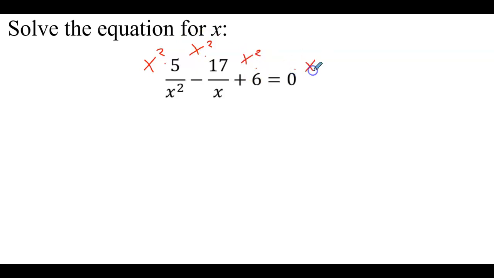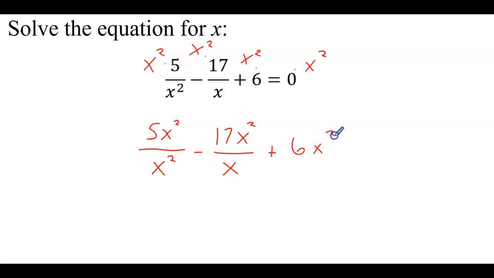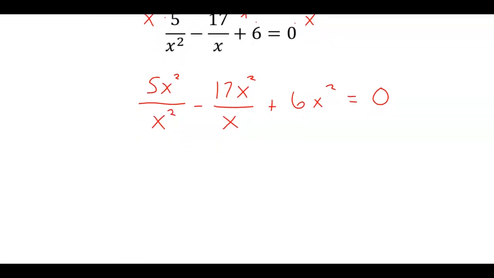And even the right side, even though it's a 0, sometimes it's not, so make sure you multiply everything by x squared. So what this comes out to be is 5x squared over x squared minus 17x squared over x plus 6x squared, and that obviously just stays 0, but it's important to do things to both sides of the equation, okay?